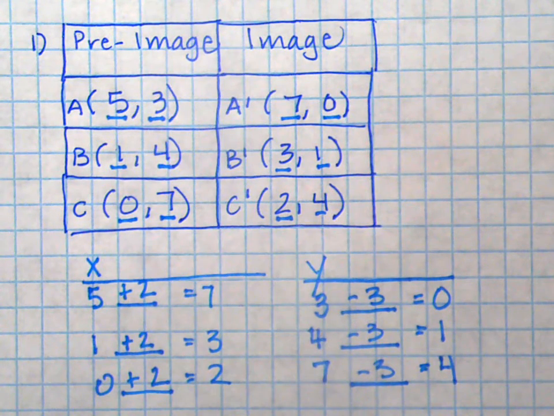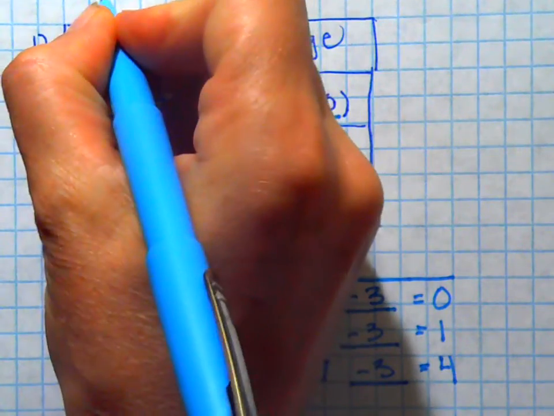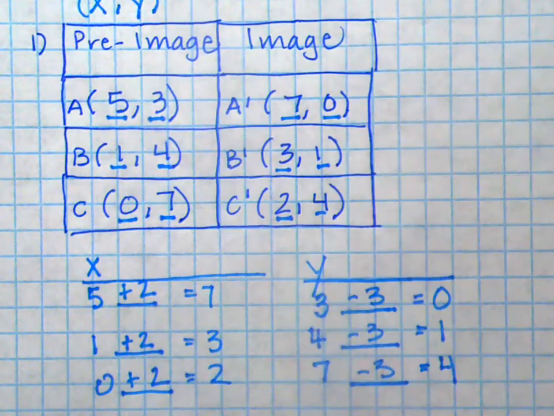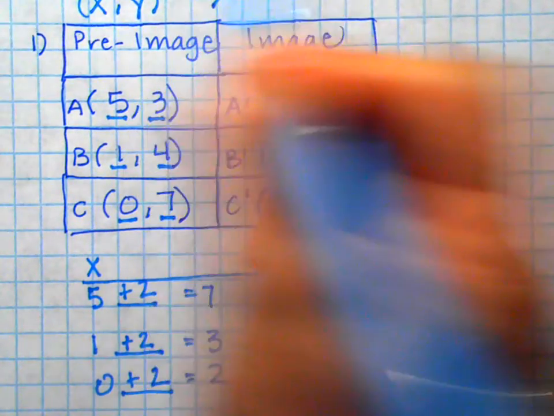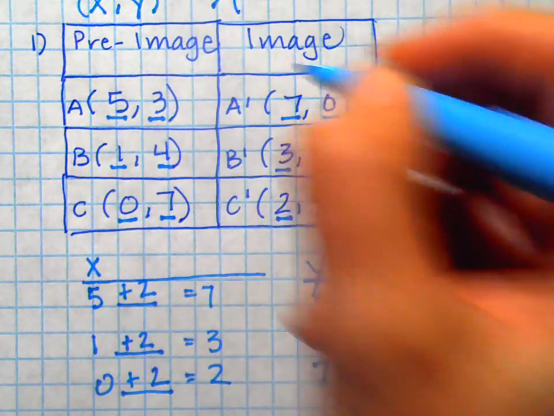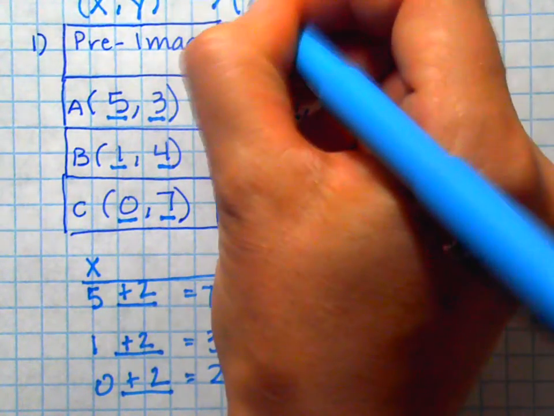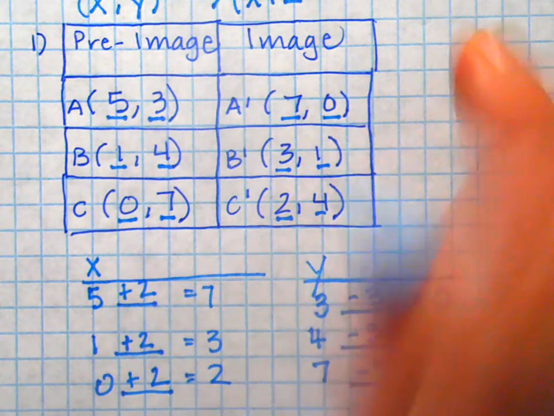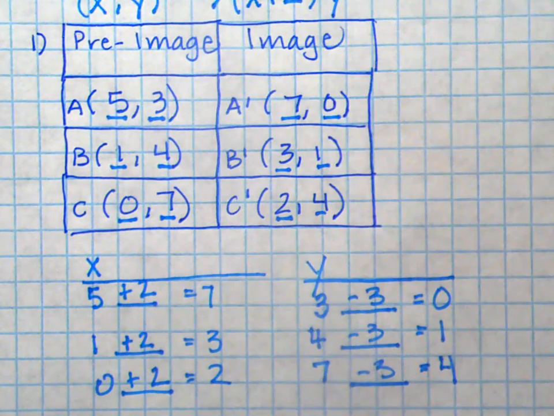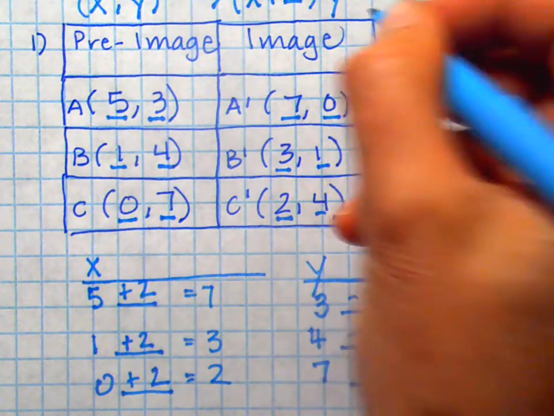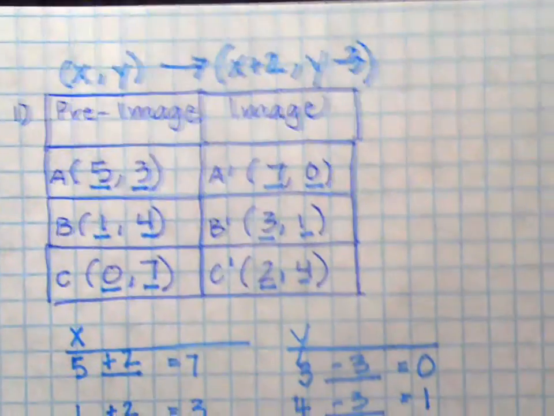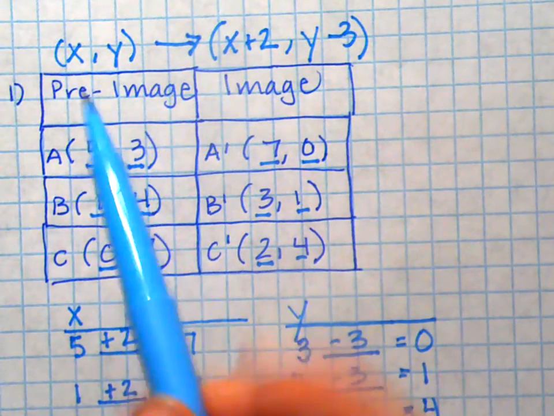in the image. That means our rule for this translation is when you go from x comma y, that's your pre-image, the rule is that you take x and you add 2. We had to add 2. And you take y and you have to subtract 3. Oops, sorry guys, you couldn't see that. So this is our rule, our algebraic rule.